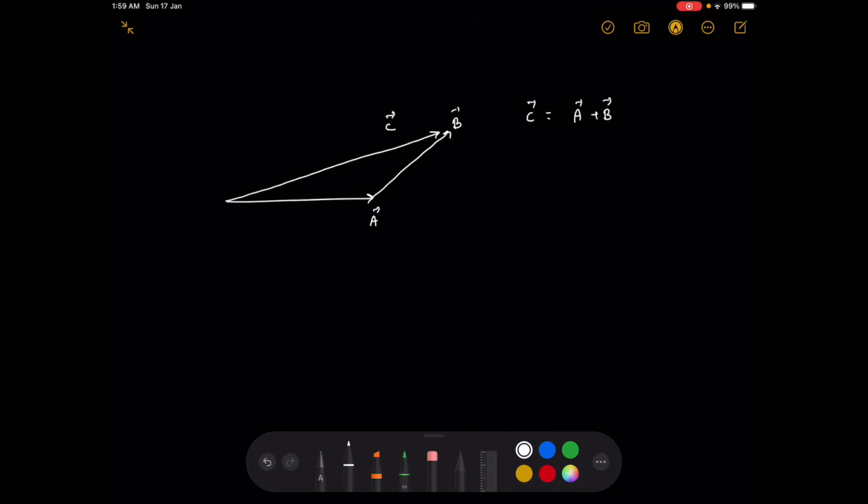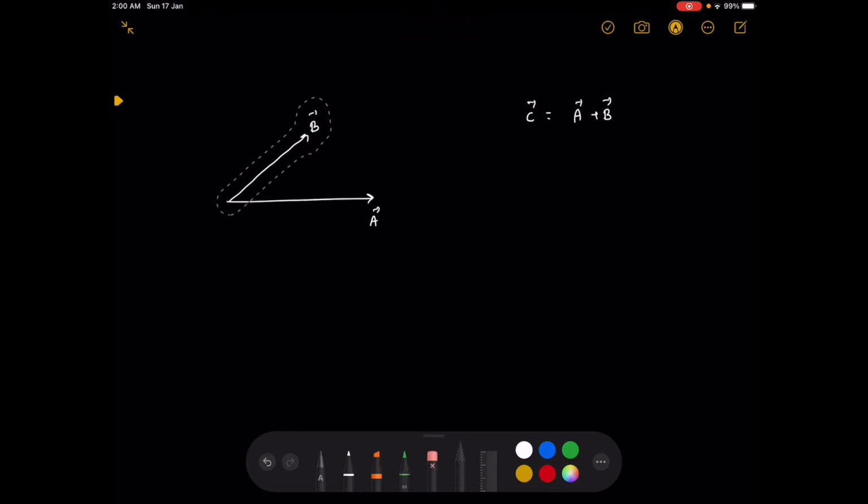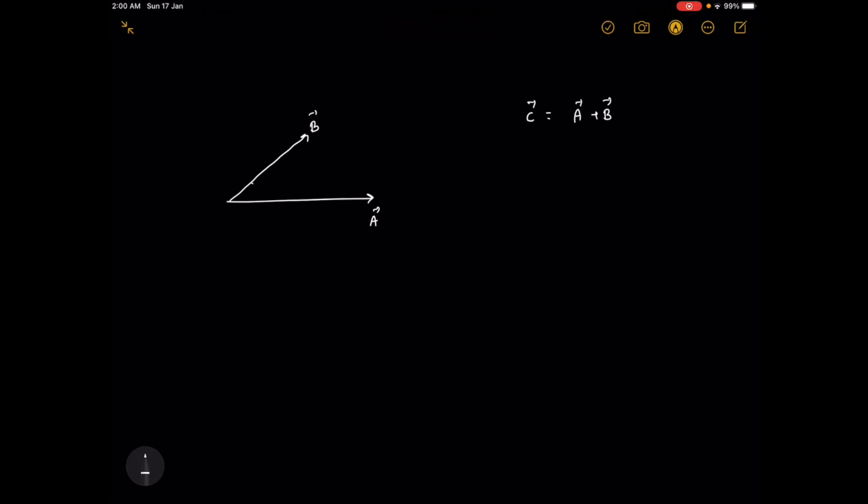So let me just remove this C for now, and what we will do is shift this B parallel to itself to the origin of A. Okay, now the angle that is formed here, theta, is called the angle between A and B. The next step is to draw a parallelogram like this. Fine. Now C has become the diagonal of this new parallelogram.